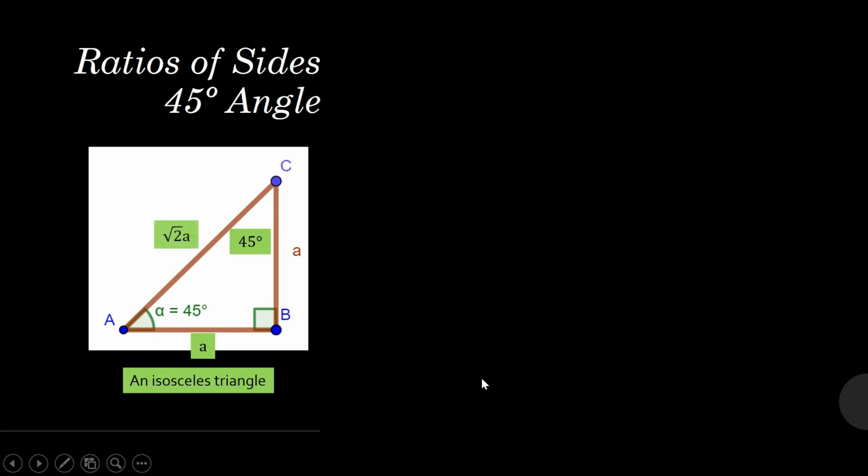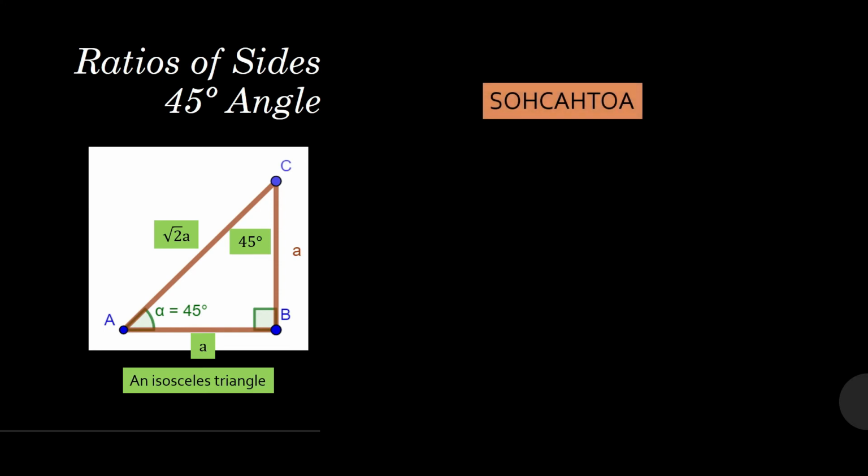And these ratios, by the way, have names. We call them sine, cosine, tangent, cotangent, cosecant, secant. So we have these mnemonics to help us remember the ratios of an angle that is 45 degrees. S there stands for sine. O is the side opposite the angle. H is the hypotenuse. C is for cosine. A is for side adjacent. T is for tangent.